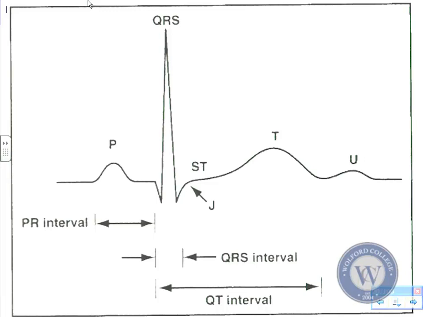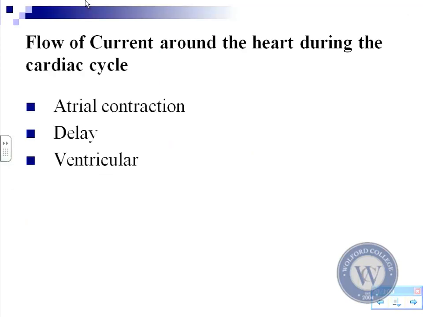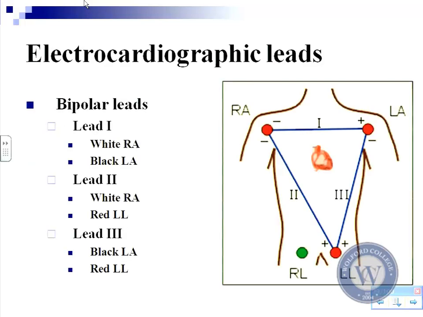If I showed them, let's say, lead V1 or V2, they would go, I don't know what that is. But it's still the same thing. It's the electrical activity of the heart under the same phase. Now the current around the heart during the cardiac cycle moves from the atrium, which is the P wave, which then causes the atrial contraction. Then you get the delay, which is due to the AV node. And eventually you get the His-Purkinje fibers that then cause ventricular contraction.